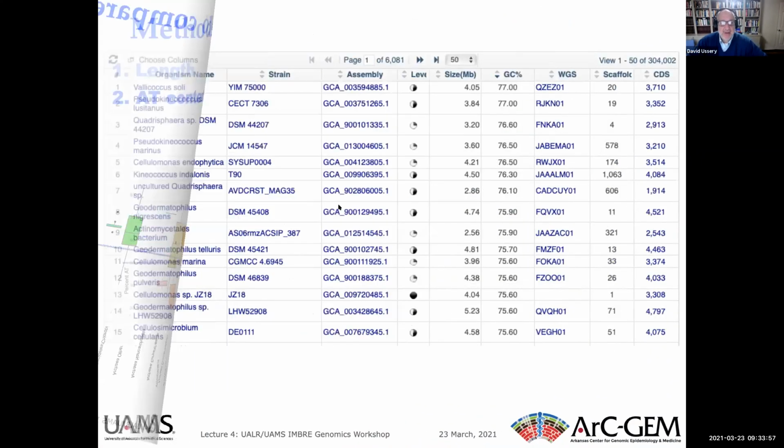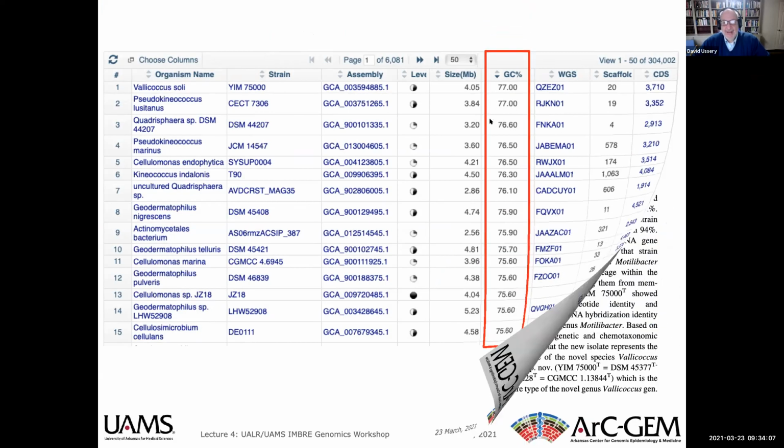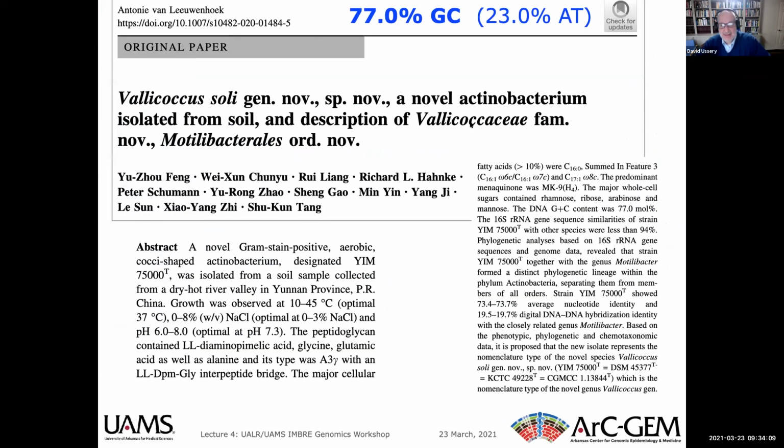So we can sort these. And so we can say, okay, what's the most GC rich organism in there? It's 77%, which is pretty high. We look at this column, right? And this one, it turns out that this lives in soil.